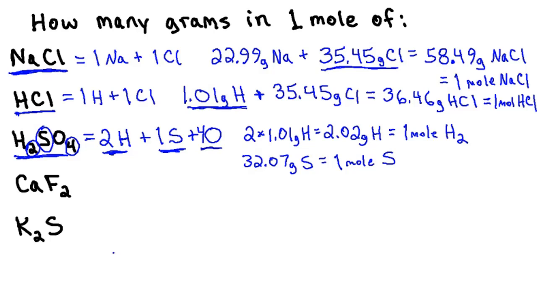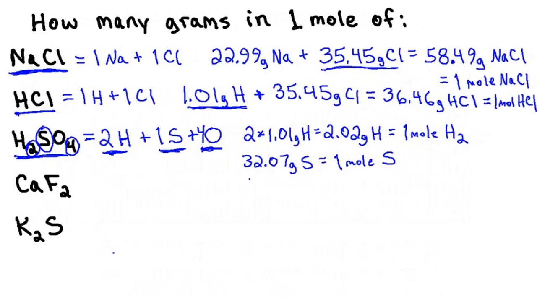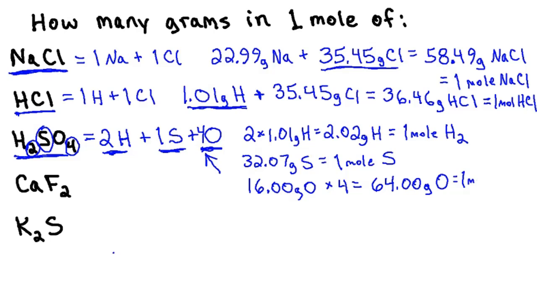Now we need to do the 4 moles of oxygen. So let's go to the periodic table again, and oxygen is up here on top of sulfur. And oops, I wrote over the oxygen. Now you can see oxygen's atomic mass unit is 16.00. So 16.00 grams of oxygen, that equals 1 mole of oxygen. But we don't need 1 mole of oxygen, we need 4 moles of oxygen. So we need to take that times 4. So 16 times 4 is 64.00. So 64 grams of oxygen equals 4 moles of oxygen.